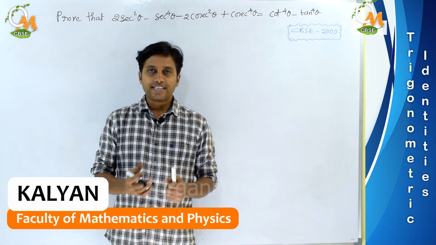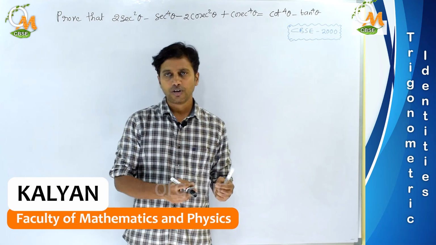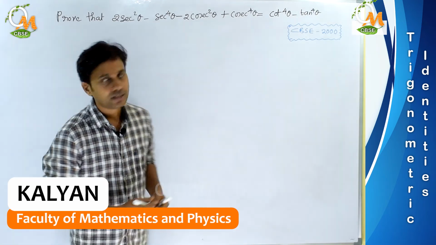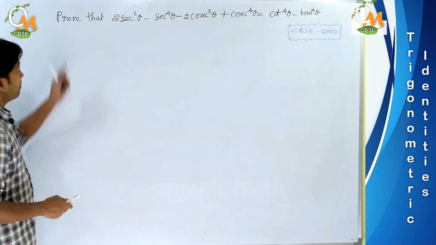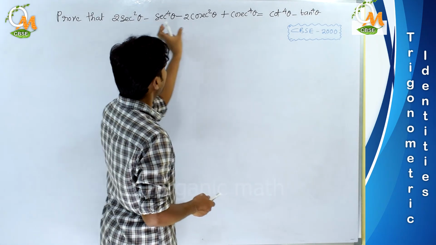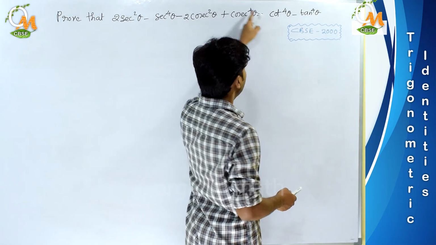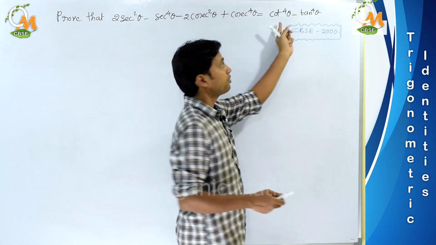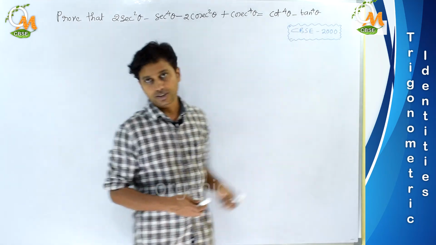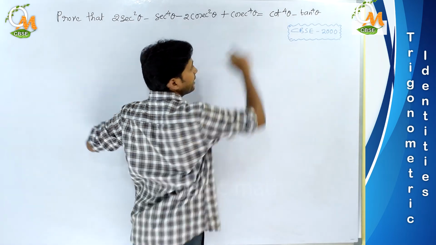So students, let us see one more problem based on trigonometric identities. This is also very easy to solve, but a bit tricky. Just see. Prove that 2 sec²θ − sec⁴θ − 2 cosec²θ + cosec⁴θ is equal to cot⁴θ − tan⁴θ. Let us take this entire LHS and we need to get the RHS.